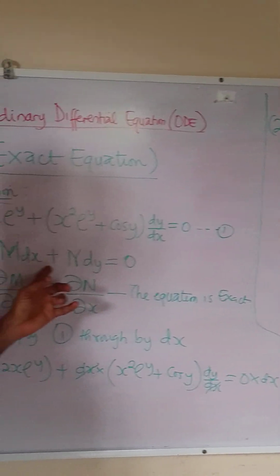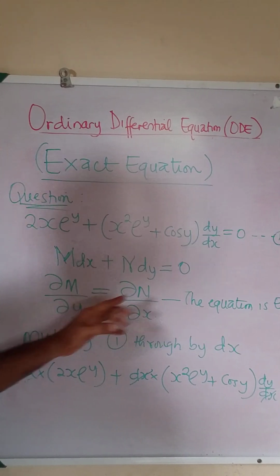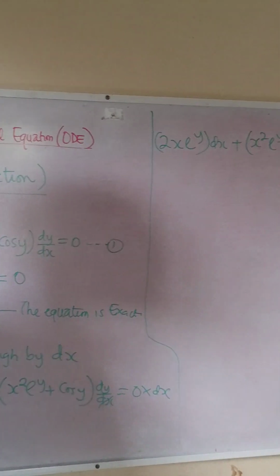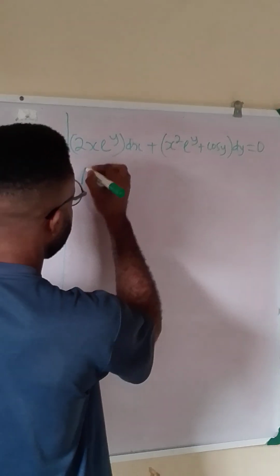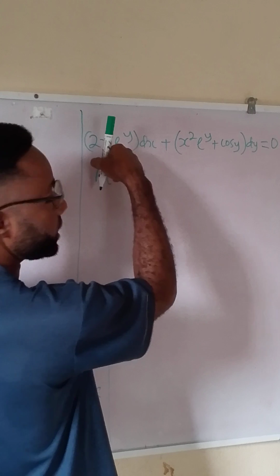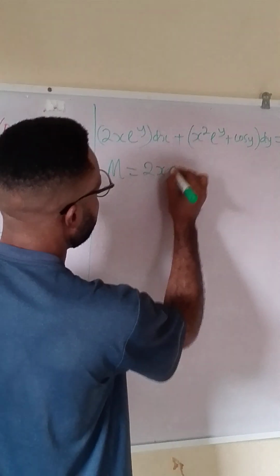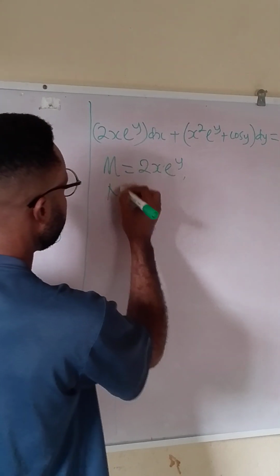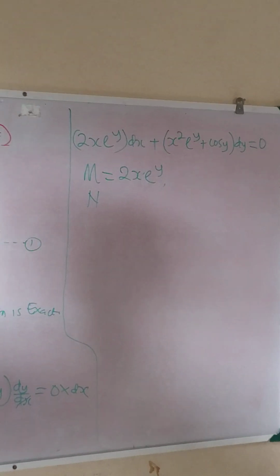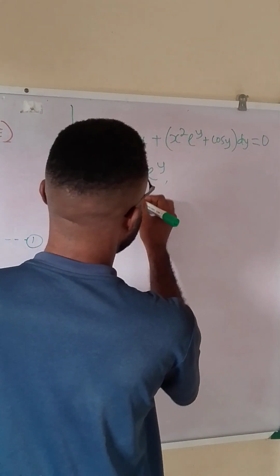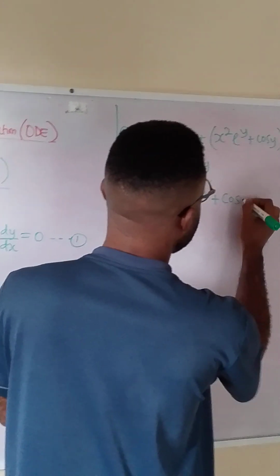So that brings us to this other equation, M dx plus N dy equals 0. Anything that is multiplying dx becomes your M. So because we have M dx, it means our M equals this, because the x is multiplying M. So we have, this will be e^y, and our N, because whatsoever dy is multiplying becomes our N from this equation. So our N equals x squared e^y plus cos y.